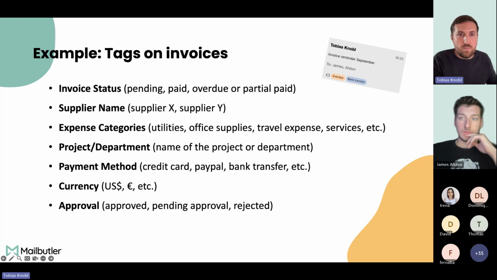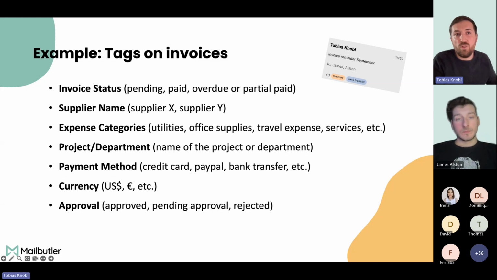What I also prepared is an example to give you some input on how you can use tags. For example, tags on invoices. When we receive an invoice from now on, we label the invoice with a status: if it was already paid, if it's pending, if it's overdue, or if there was a partial payment. We also add a tag for which supplier we received the invoice from.